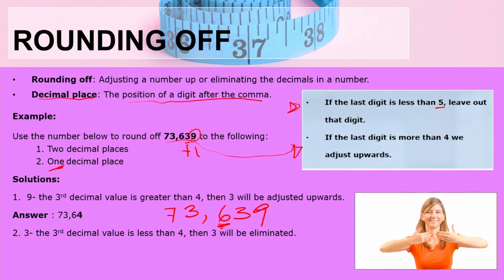Since 6 is occupying the position, we look at the value immediately after 6, which is 3. This is what will guide us as to whether we are rounding up or rounding down. Because 3 is less than 5, we are going to eliminate the 39. So the answer that we are going to have this time is 73.6, because we have eliminated the 3.